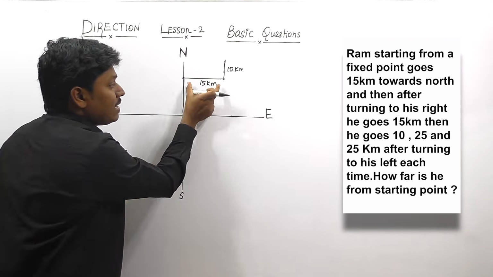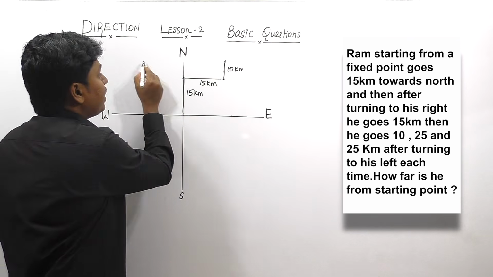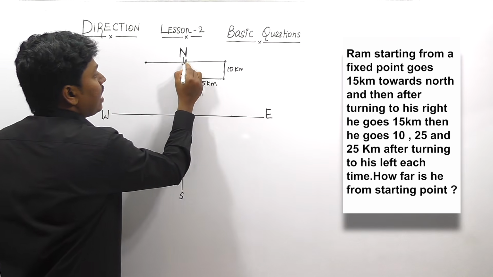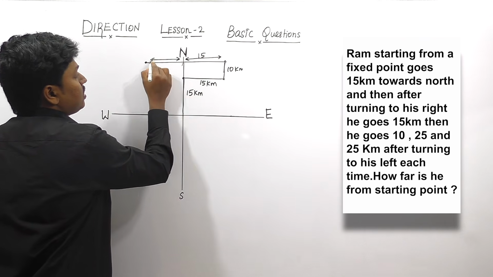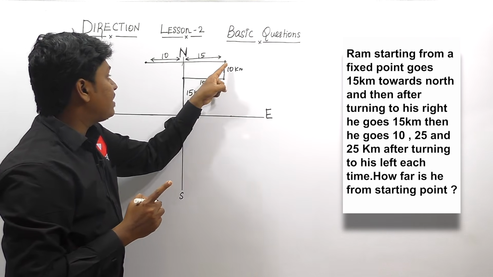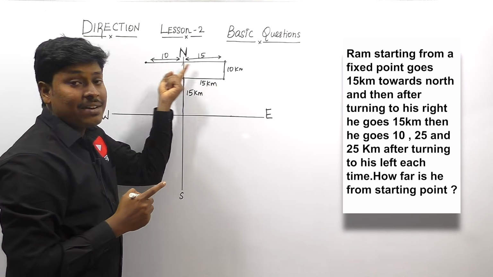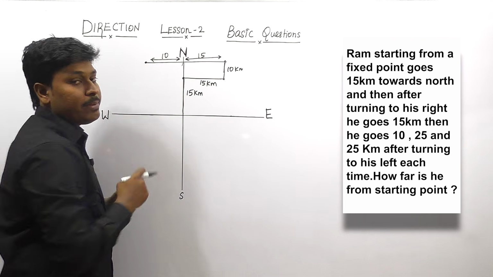Second time he is turning left, he is covering 25 kilometers. Friends, listen carefully. This is 15 kilometers. After turning left he is covering 25 kilometers. So this will be 25 kilometers. Got the logic? And this will be 15 and this will be 10. So only he will cover 25 kilometers. We know that this is only 15 kilometers but he is covering 25 kilometers. So this will be 15 and this will be 10. So total distance will be 25.